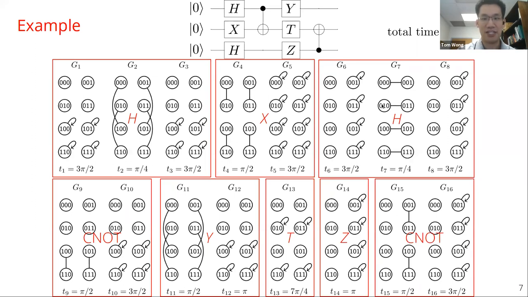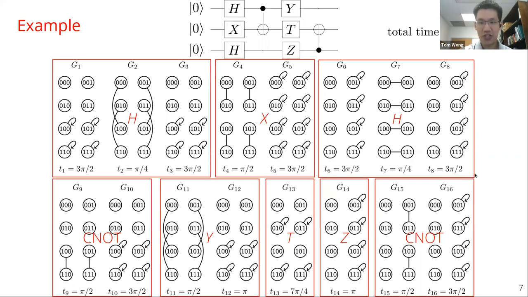And again, you're not expected to know where all these come from. It's very similar to the Hadamard example I gave you. You just look up in the previous papers how you do an X gate. Okay, just these two graphs. How do you do a Hadamard gate? It's these three. How do you do CNOTs? These two graphs. So it's fairly straightforward to convert a circuit into a quantum walk.